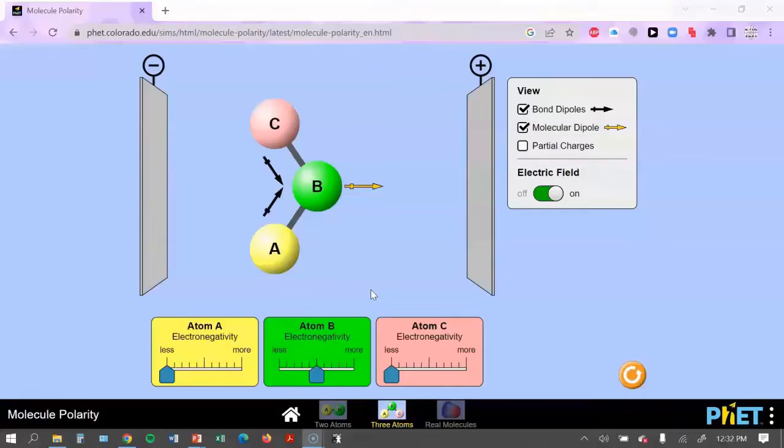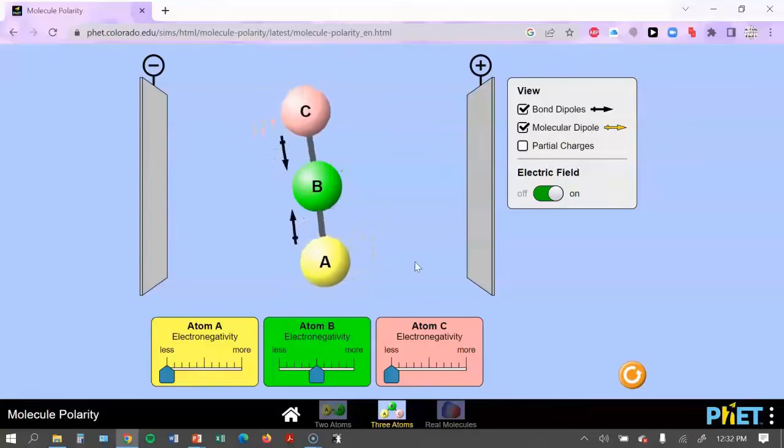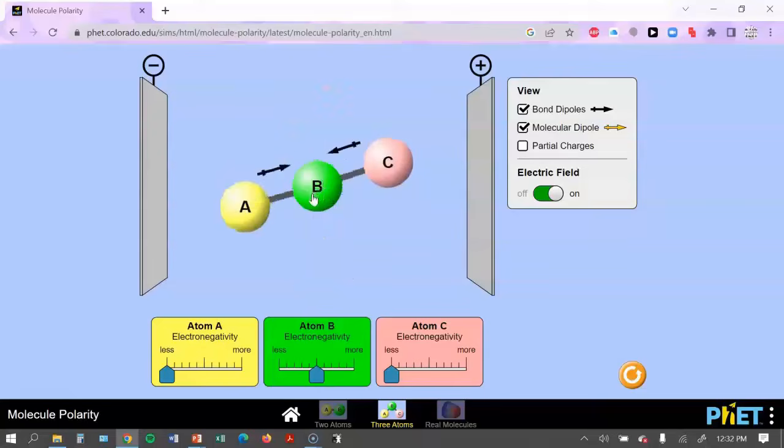So now here I am back at the PhET simulation. The first thing I'm going to do is turn this from a bent molecule into a linear molecule. You can see that the molecular dipole disappears, and this molecule just rotates randomly. So I'm now going to adjust the electronegativity of the atoms.